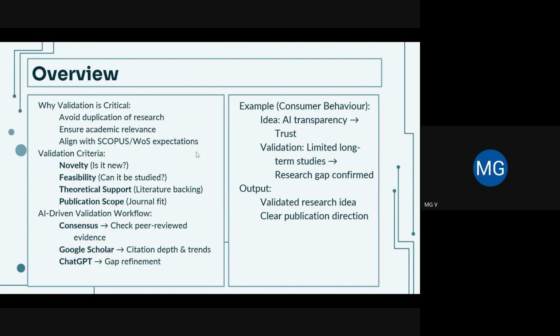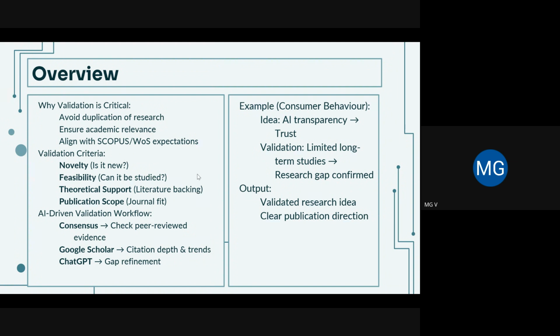Novelty ensures that the research contributes new knowledge, whereas feasibility ensures that the study can be practically conducted. Theoretical support is verified through peer-reviewed literature using tools like Google Scholar and Consensus. Consensus helps confirm whether relationships between variables are supported by existing studies, whereas Google Scholar provides citation trends and depth of research. That is why we recommend these tools.